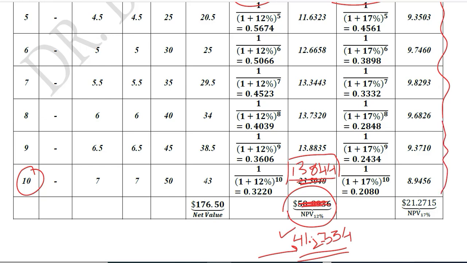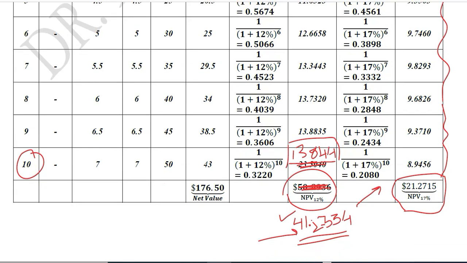So when we sum these values to get the NPV, that is the sum of the discounted net benefits, it is positive. It is 21.2715, which definitely has declined substantially, approximately by 50%, because it was 41.2334 and now it is 21.2715. So it's an encouraging sign. However, we have still not reached the destination, and that is 0 NPV.